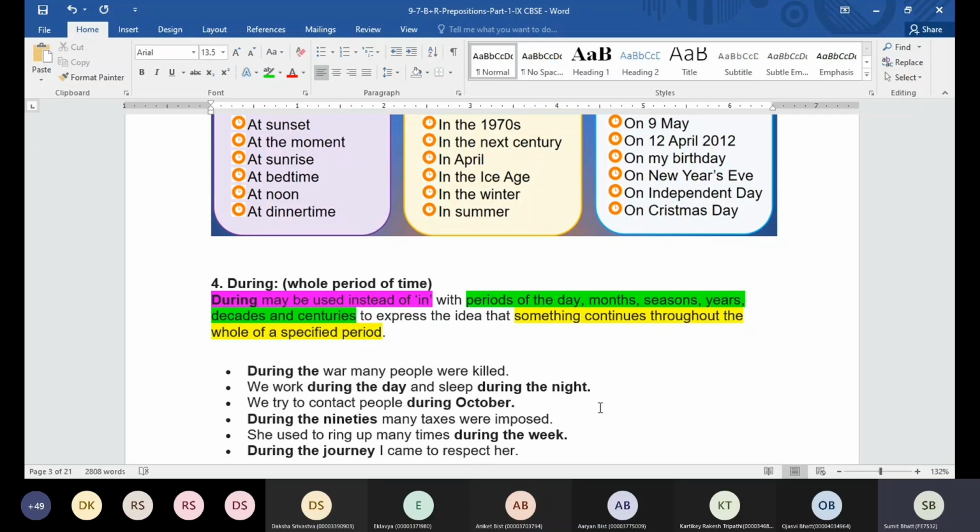During the 90s, many taxes were imposed. She used to ring up many times during the week, and during the journey, I came to respect her. That means in all these cases, we are trying to show some continuity of the activities. All right, so we can use the word during here.